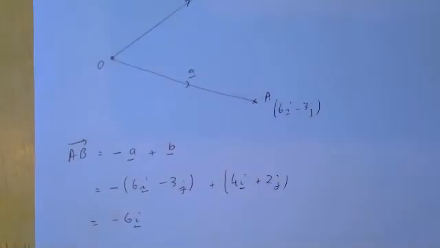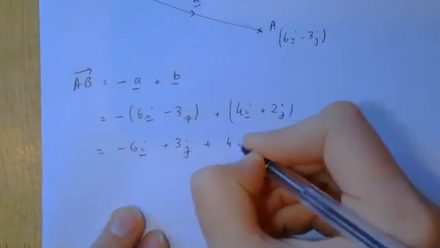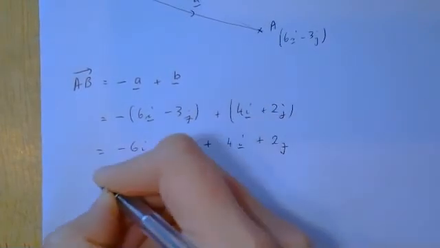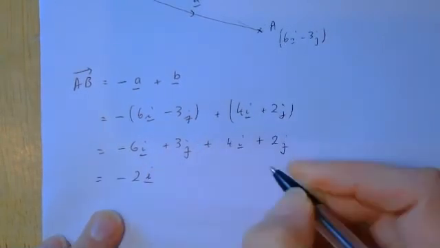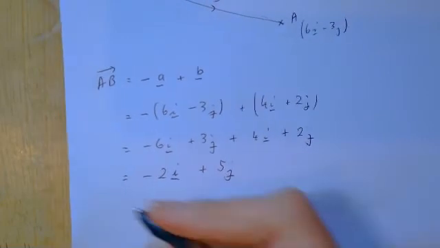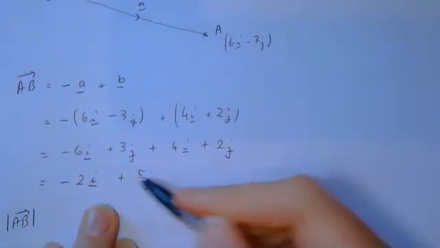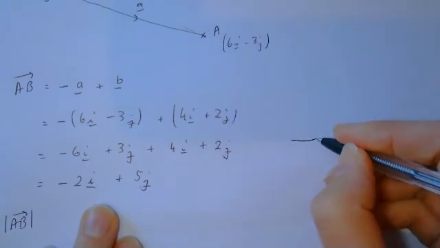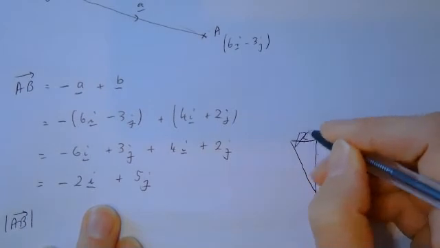So what have I got? Minus 6i plus 3j plus 4i plus 2j. So I've got minus 2i plus 5j, maybe? That sounds reasonable. And it wants the magnitude of that vector. Remember, the magnitude of AB is kind of the length of that vector.